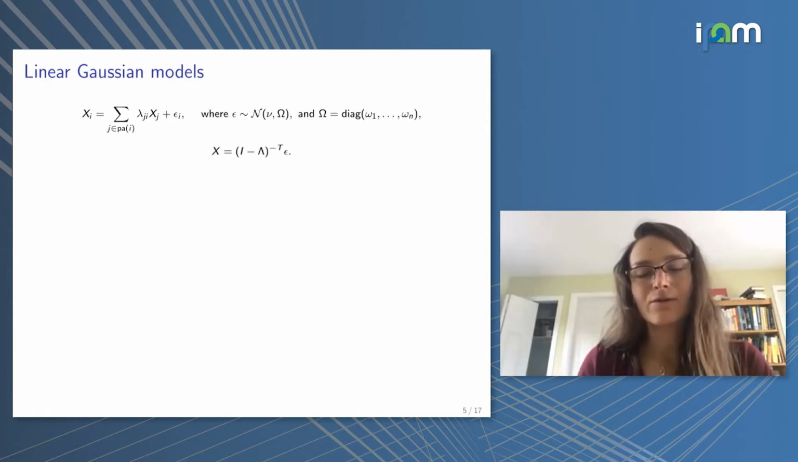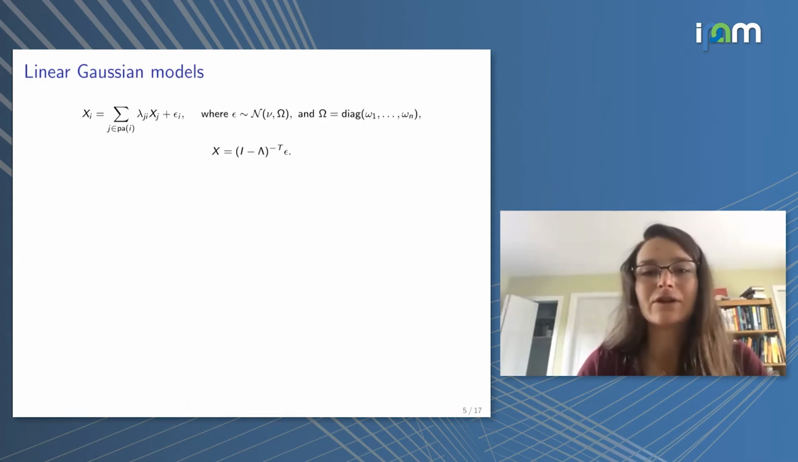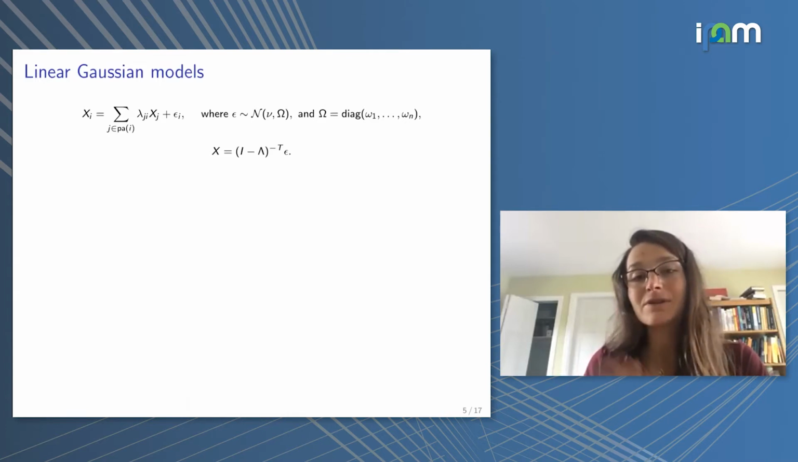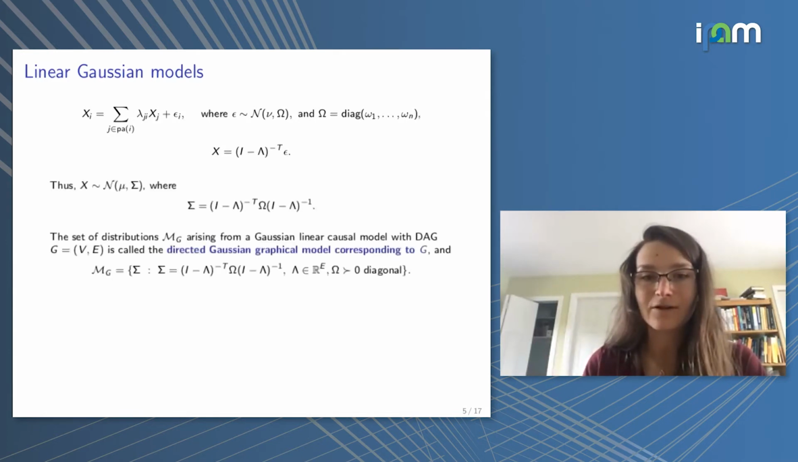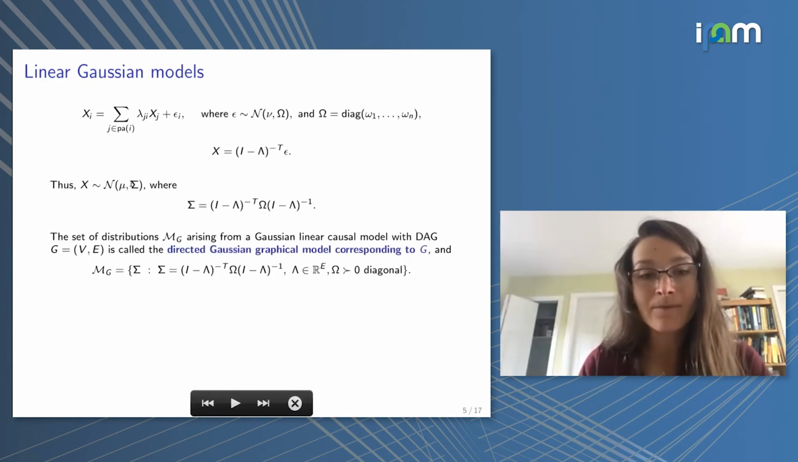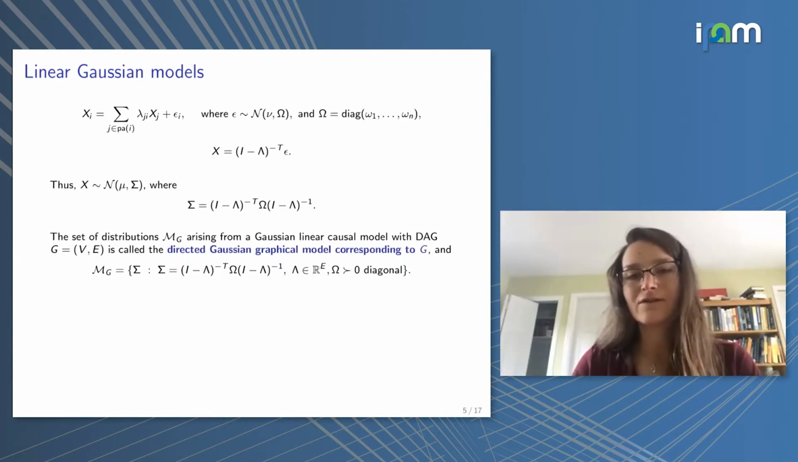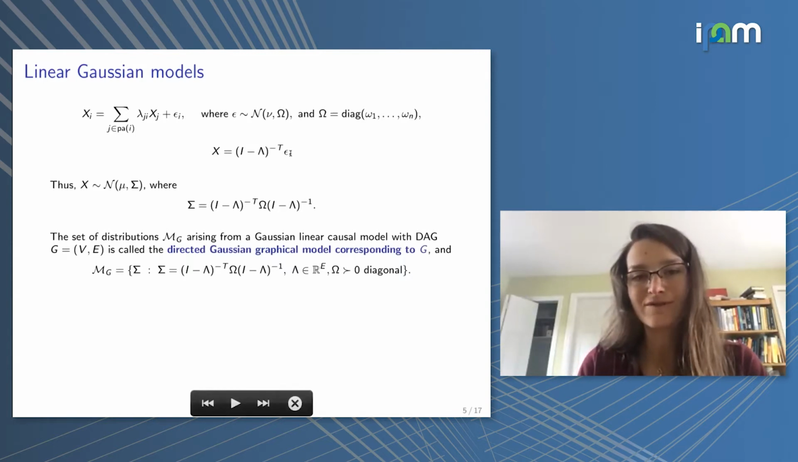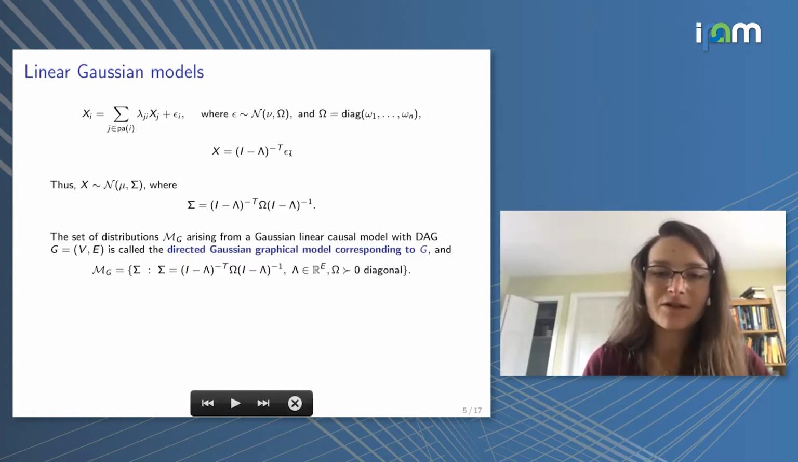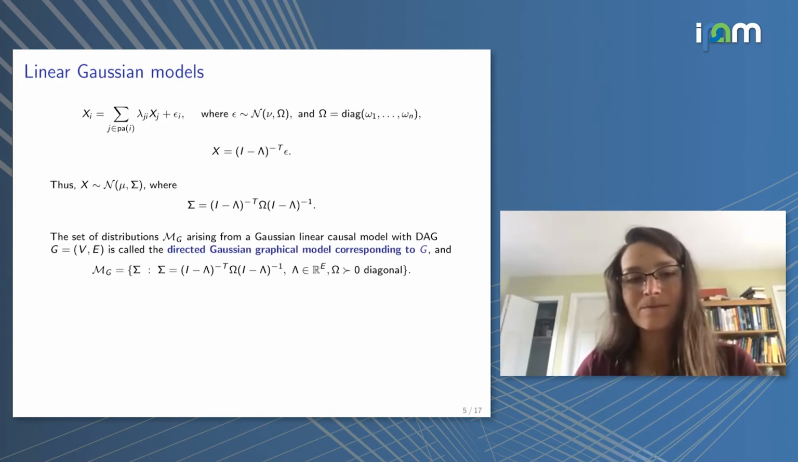So again, we know that x is this linear transformation of the noise, right? So it's (I minus lambda) inverse transpose times epsilon. And so this means, first of all, that x is also Gaussian. It's a Gaussian random vector. So it has some mean, and again, let's just say it's 0, and covariance matrix sigma. And sigma is also a transformation of the covariance of epsilon. Because x and epsilon are related like this, sigma equals (I minus lambda) inverse transpose, omega, (I minus lambda) inverse.